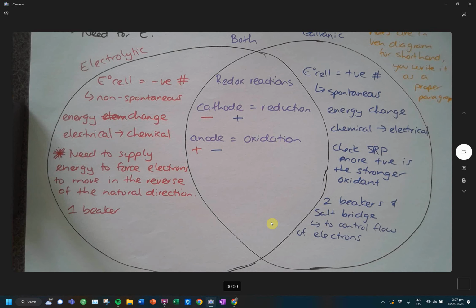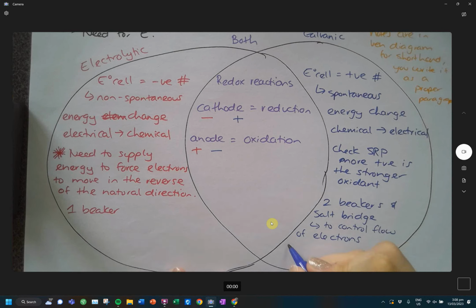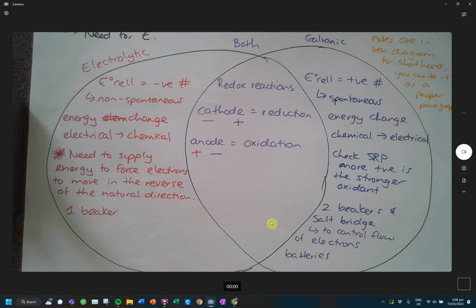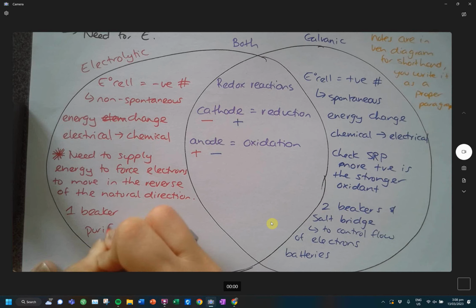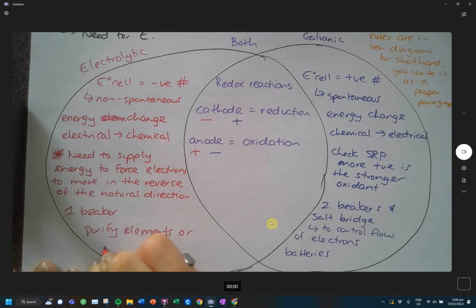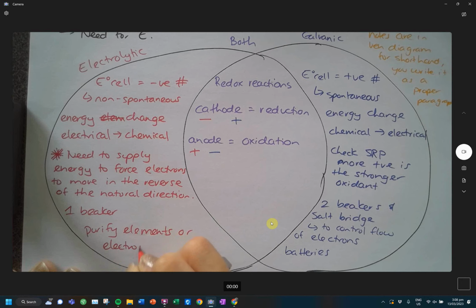The other thing to think about with electrolytic and galvanic is that electrolytic cells are basically our chargers, whereas the galvanic cells are our batteries. The electrolytic is used to purify elements or to do some electroplating. It can also be used to recharge batteries.